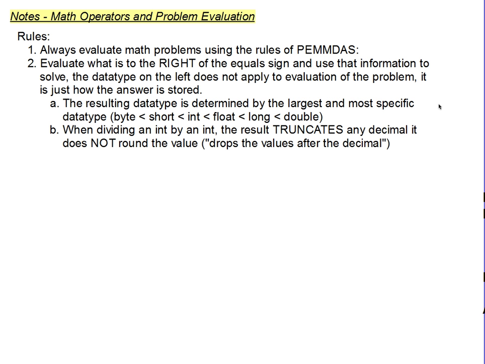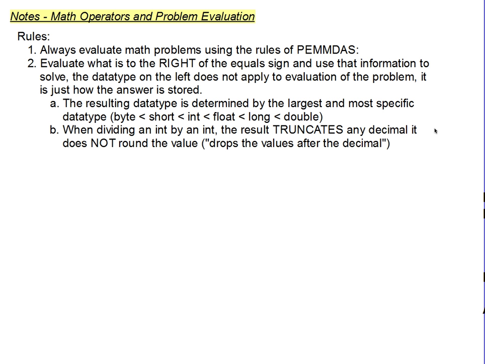The second big rule is that you're going to evaluate what is to the right of the equal sign and use that information to solve your problem. Whatever data type you might see on the left-hand side of an equal sign, if you're assigning it to a variable, is just how you're going to store the answer. It actually does not have an impact on how to evaluate the problem. And when you're solving a problem, the resulting data type is determined by the largest and most specific data type in that individual problem. We'll talk about that in a few slides, a little bit more in detail.